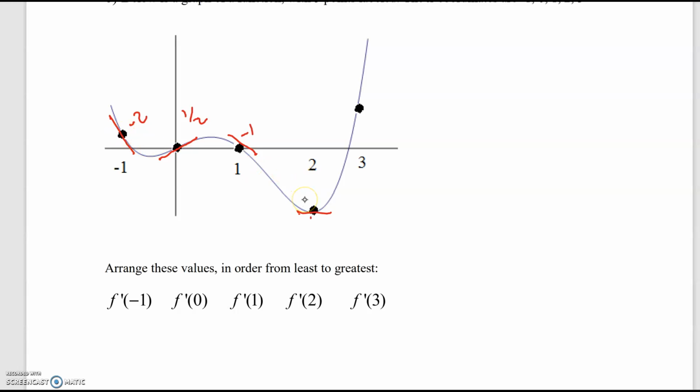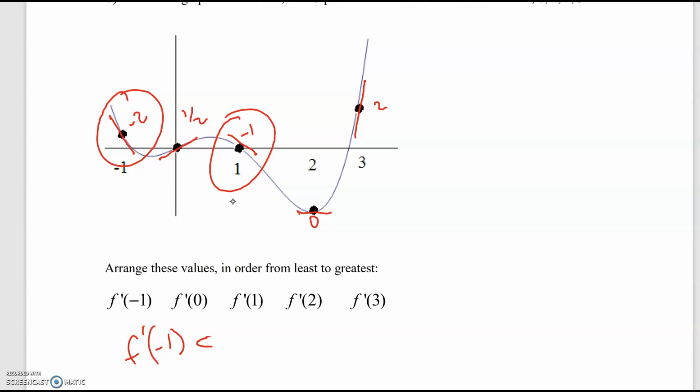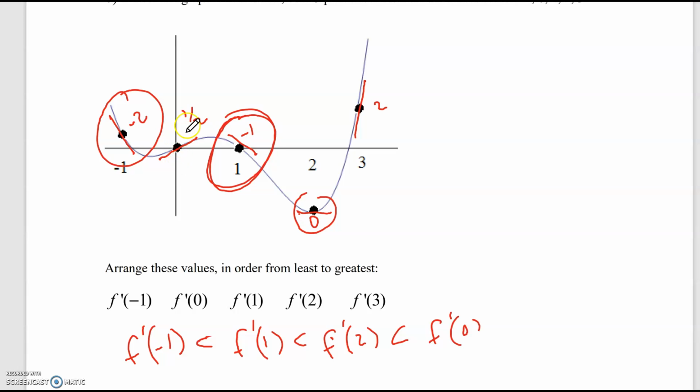F prime of 2 is 0. F prime of 3 is steep. It's probably like positive 2. So you put them in order. The lowest value is the negative 2, so f prime of negative 1 comes first. And that's less than the next, f prime of 1, because that's also negative, which is less than f prime of 2, because that's equal to 0, which is less than f prime of 0, because that's positive. And then the last one, the highest, f prime of 3.